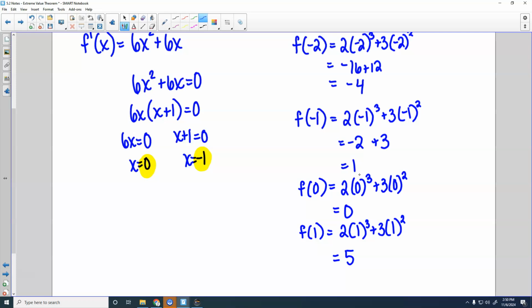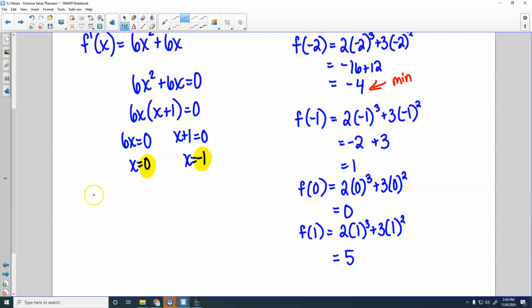So you're just looking for the highest and the lowest number of these because the extrema can only happen at the critical points or the endpoints. Whatever number is the highest, that's your absolute maximum. Whatever number is the lowest, that's your absolute minimum. So for your minimum, that's going to be the -4.